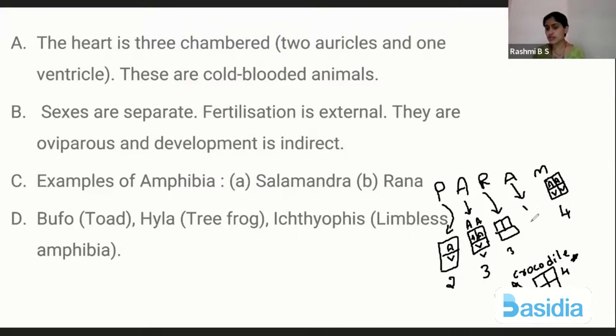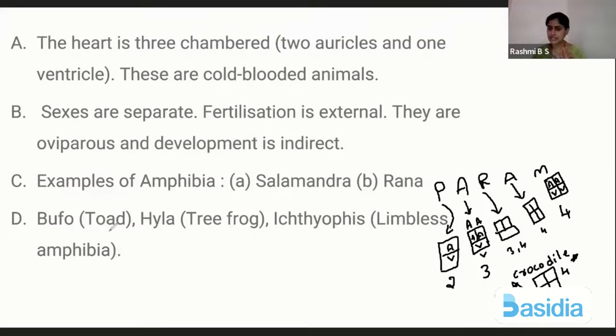Then apes, four chambered. See, param: Pisces, two chambered. Amphibians, three chambered. Reptiles, three and four, intermediate. Apes, four. Mammals, four. You can remember it this way. You have five classes, including fishes. Five digits: two, three, three. In the middle, it is intermediate. Fewer three, fewer four. Four, four. You got this trick? Two, three.